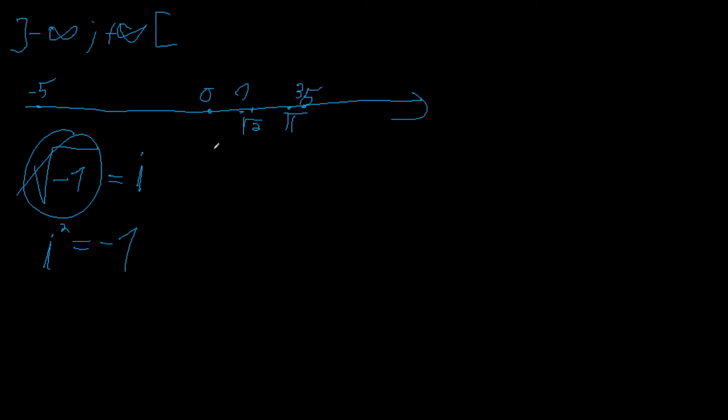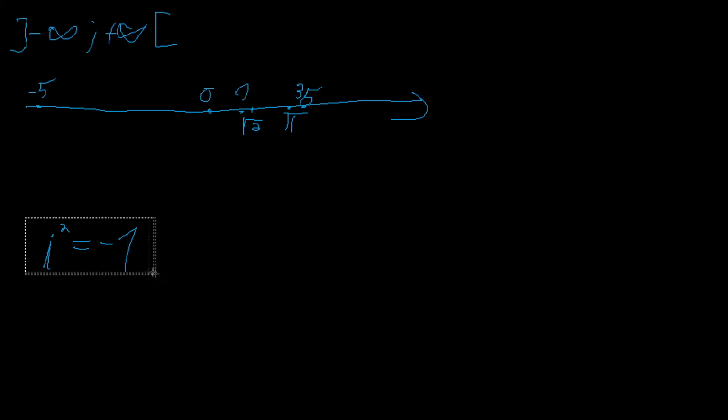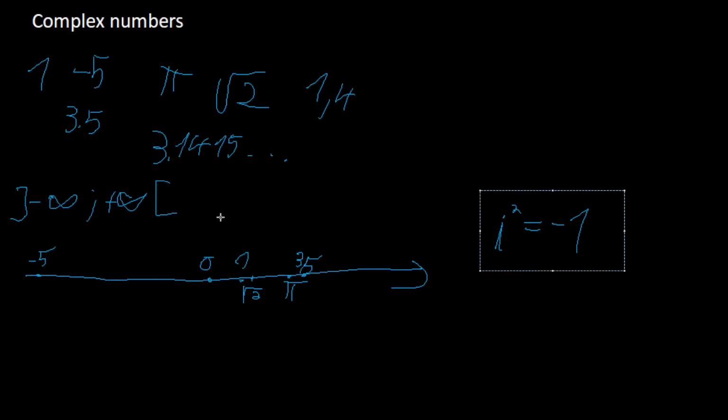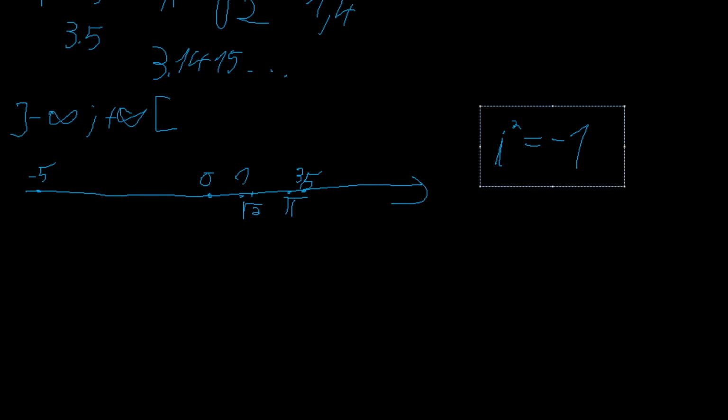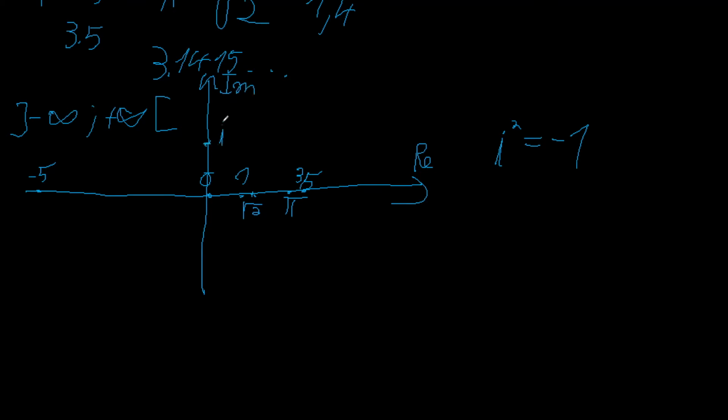Now, we'll go back to this line. I'll delete this one and bring this over. Now, here on this line, where do I put i? Can I put it here? That would be around 2. No, can't. So, what we'll do, we'll just give it a new axis. This is the real part. This is the imaginary part. And around here is i.